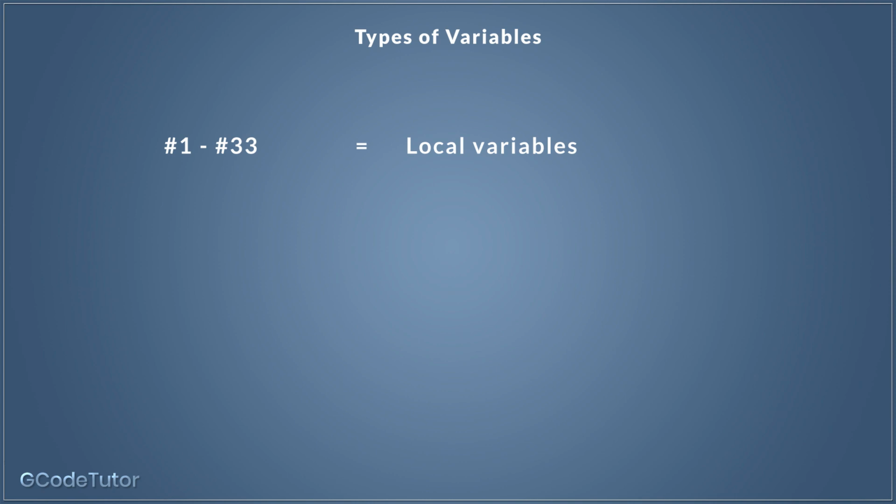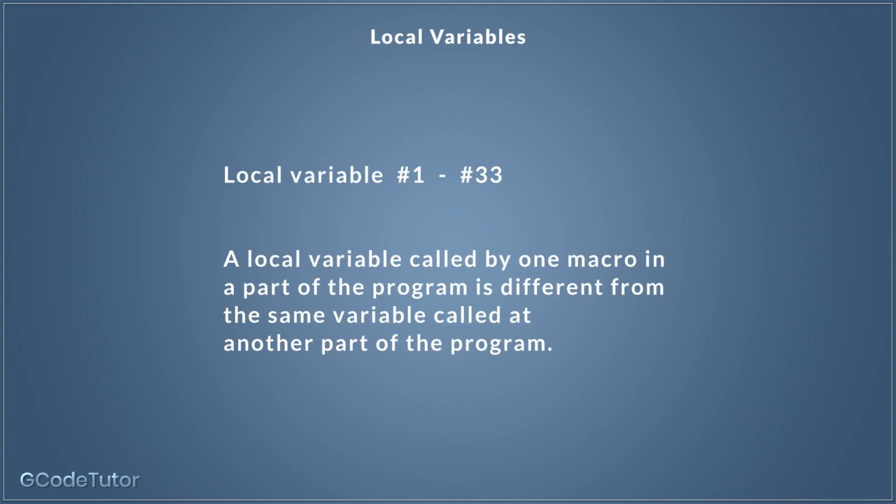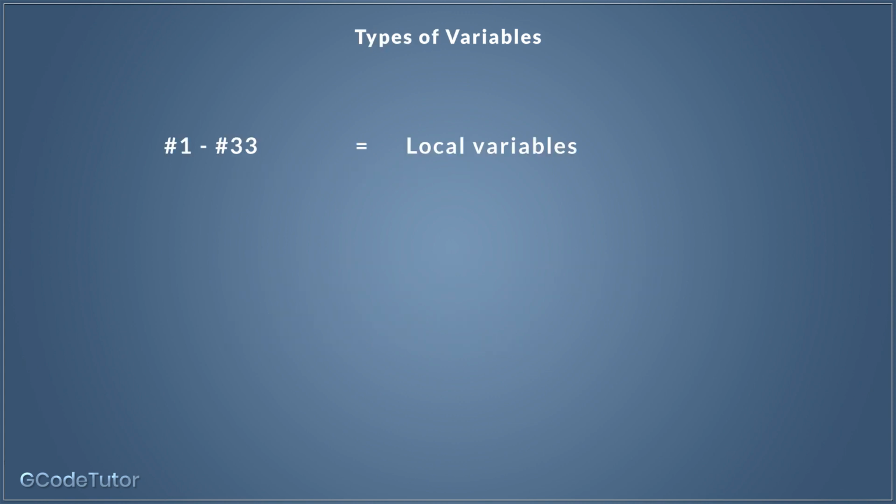Now the first type of variable I want to look at are the local variables. These are numbered between 1 and 33. Now these variables only apply to the section of program that you're currently running. So a local variable called by one macro in one part of the program is different from the same variable called at another part of the program or subroutine or subprogram. They have their uses and I'll explain this later.